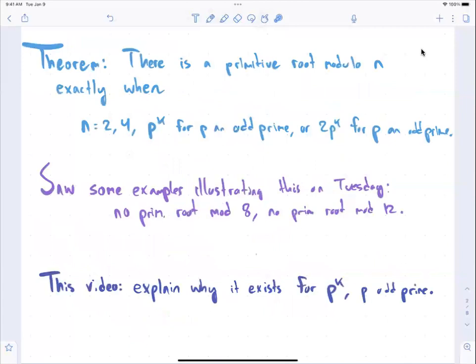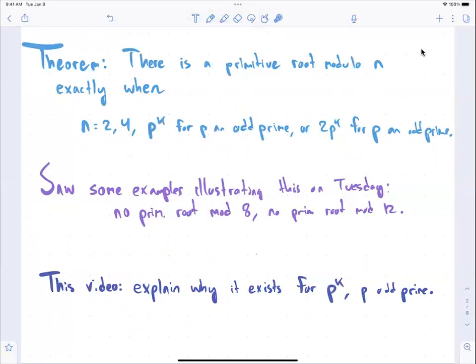In particular, I want to talk about the following theorem, which we stated in class on Tuesday, but didn't justify. This says there's a primitive root modulo n exactly when n is either 2, 4, or a power of an odd prime, so p to the k for p an odd prime, or 2 times the power of an odd prime, like 2 times p to the k for p an odd prime. And those are the only times you're going to have a primitive root modulo n. So for every other n, there won't be a primitive root.